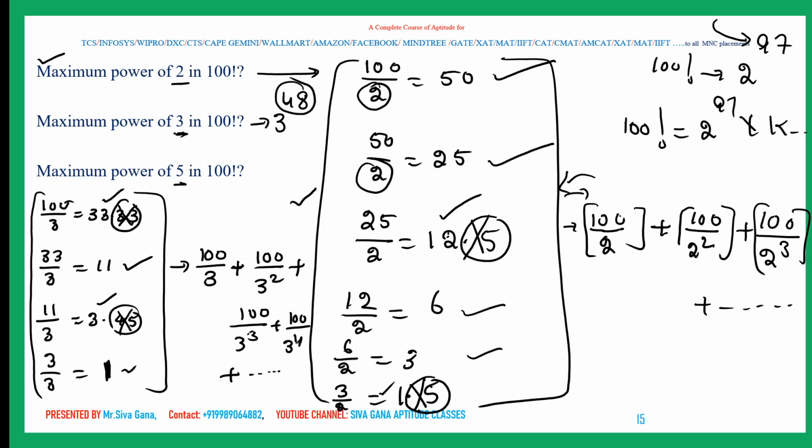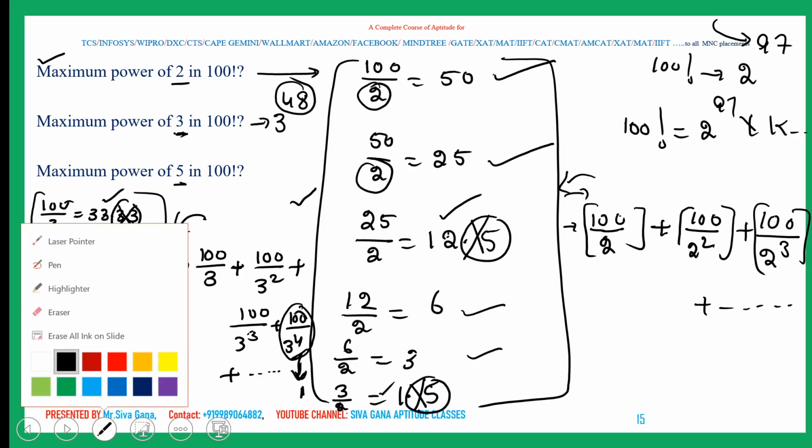100 by 3 power 4. 3 power 4 is 81. So 100 by 81, we are going to get 1 point something here. 1 point something, we are going to take 1. Next is 100 by 3 power 5, which is nothing but 0 point something. So here the process ends. When 1 point occurs, the process ends. When 1 or 1 point, both will give the same answer.